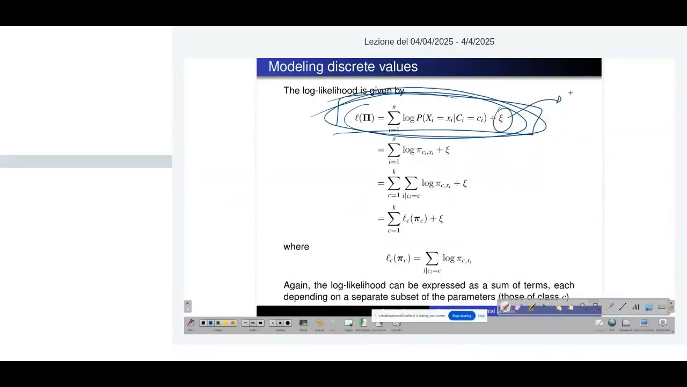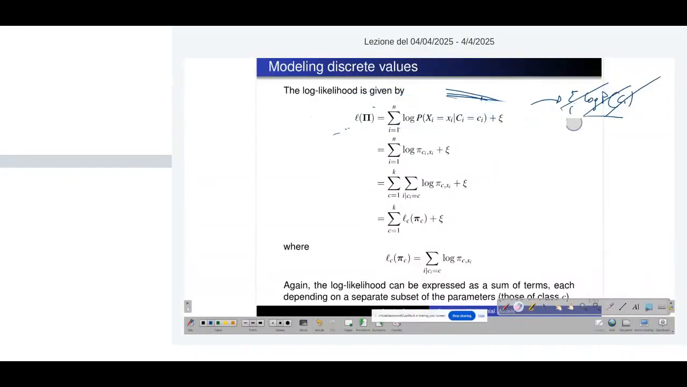This constant here is nothing else than the sum of the prior probabilities of the observed labels of my dataset. As we said, we don't care about this because it does not depend on the parameters pi. This other part depends on pi, so it is relevant for our maximization problem. The other part is not relevant because it does not depend on the parameters.